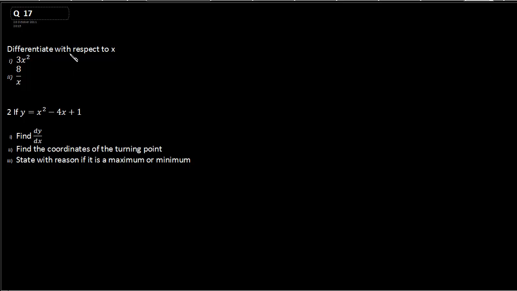Okay, we're going to differentiate with respect to x these two functions to start off with. Now remember, the rule for differentiation is you times by the power, then take one off the power. So if we have 3x squared, times by the power, we get 3 times 2 gives us 6x. Now we're going to take one off the power, so that's going to be x to the 1, which is simply just 6x.